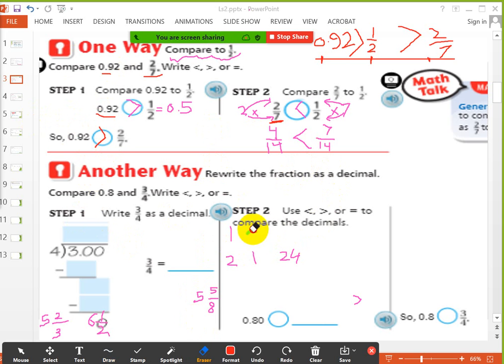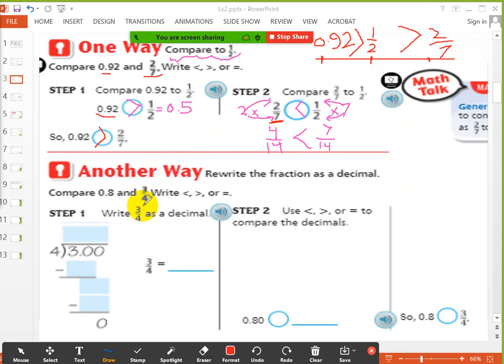This example I want to compare between 0.8 and 3 over 4. To compare between those numbers, I have to write the numbers as decimals or as fractions. In this example, I will write the numbers as decimals. So I will take the fraction 3 over 4 and write it as a decimal.